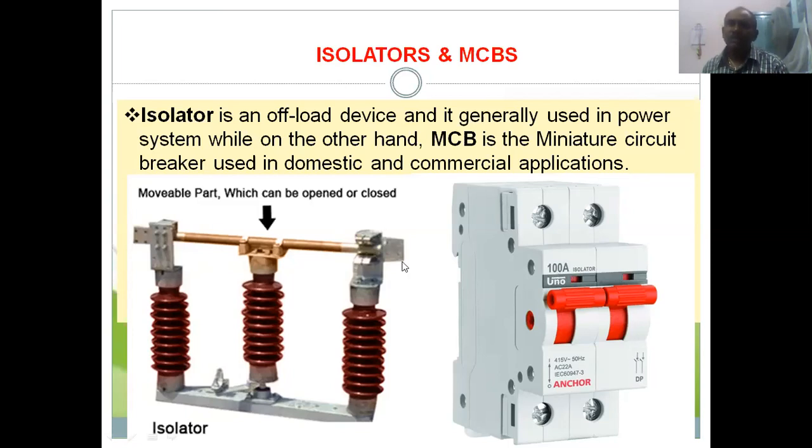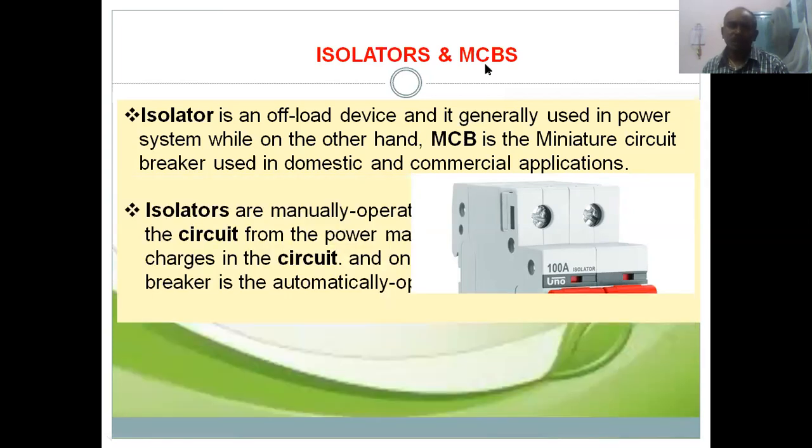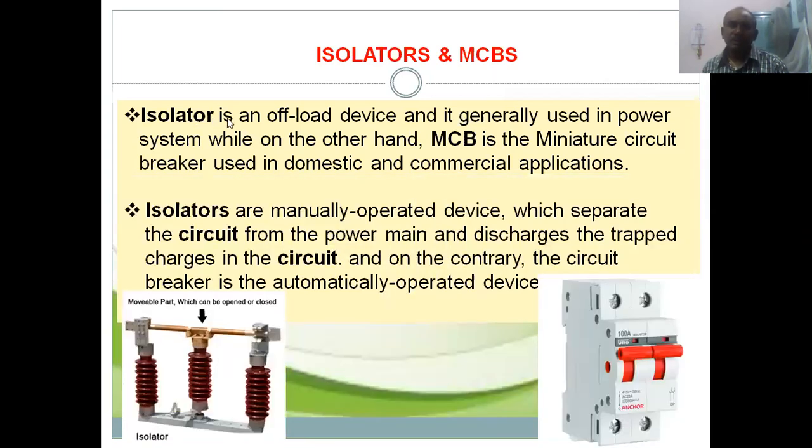Now we can see the MCB also. Now, what is the isolator? An isolator is an off-load device, and it is generally used in the power system. On the other hand, an MCB is a miniature circuit breaker used in domestic and commercial appliances. Already we have seen that. Now coming to another comparison between the MCB and isolator.